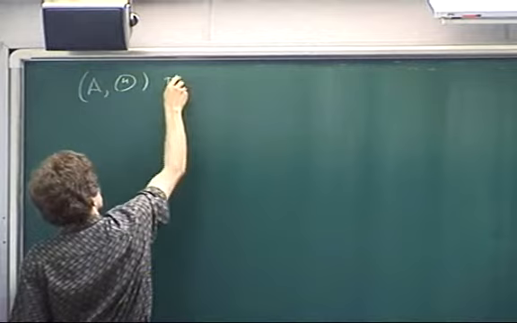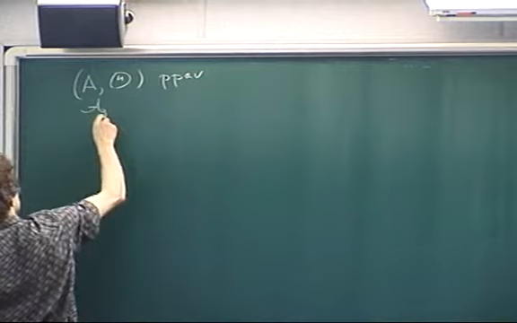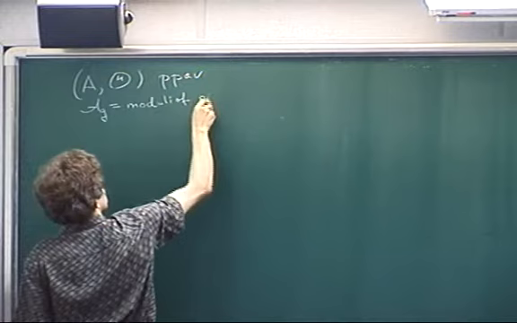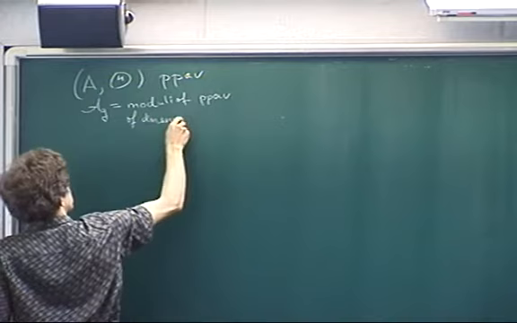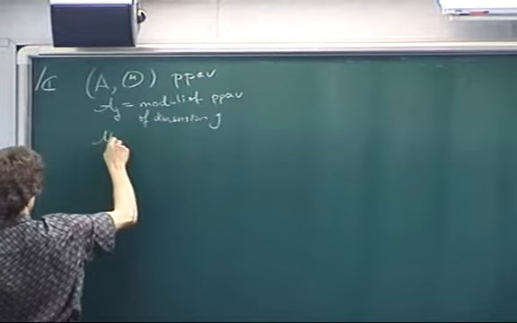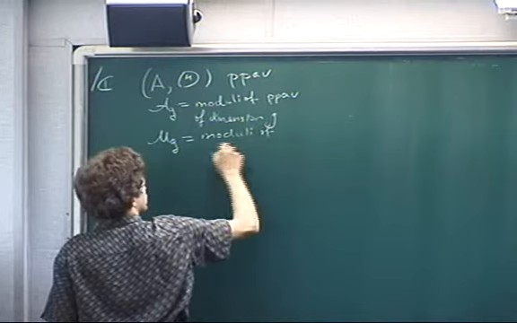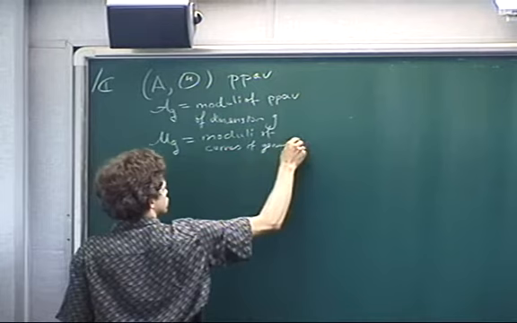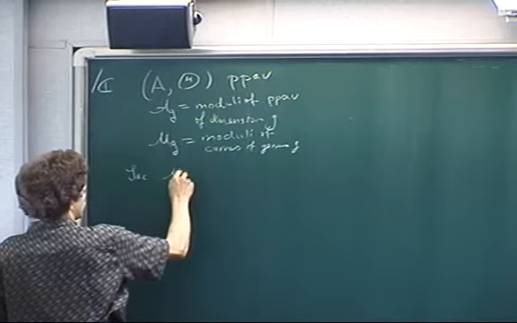So from now on, when I write (A, θ), this will be a principally polarized abelian variety. A_g will be the moduli of principally polarized abelian varieties of dimension g. All of this happens over C. M_g is the moduli of curves of genus g. There is a Jacobian map, the Torelli map, M_g to A_g.